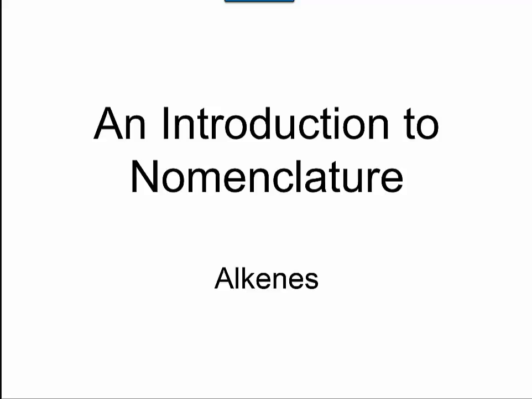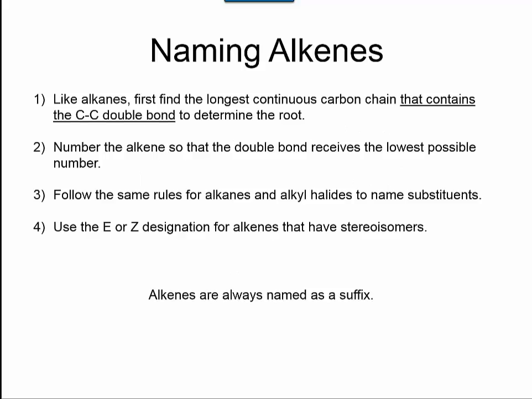Today I would like to introduce the nomenclature of alkenes. When naming alkenes, you first need to find the longest continuous carbon chain that contains the carbon-carbon double bond to determine the root of the alkene. The alkene is going to be numbered so that the double bond receives the lowest possible number. You'll follow the same rules for alkanes and alkyl halides to name the substituents.